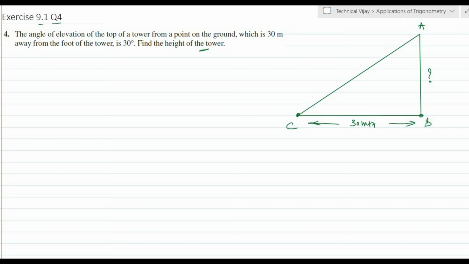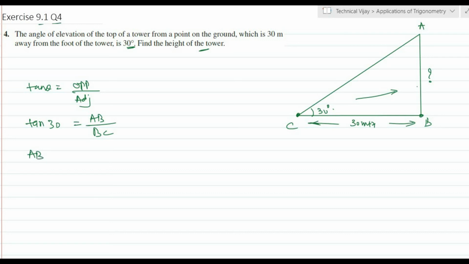And the angle of elevation is 30 degrees. Here AB is the opposite side and this is the adjacent side. So opposite divided by adjacent is what we have to use in the trigonometric ratio, that is tan of theta. So tan of 30 degrees is equal to the opposite side, AB, divided by BC. So AB we have to calculate.